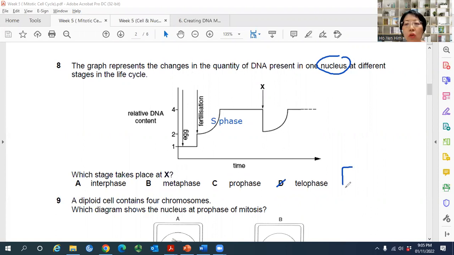That means you got a cell, cannot draw the cell like that, animal cell, you got a cell, and then there are 2 nuclei in the cell. Okay, so each nucleus will take 1 copy of each. So in each nucleus, only take 1 copy. So answer is D, correct?